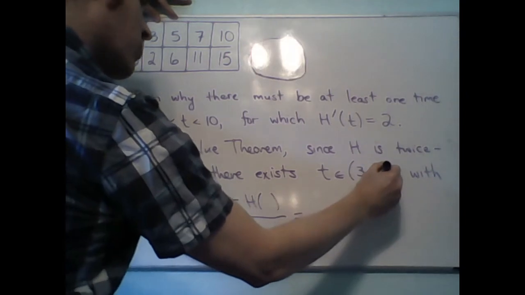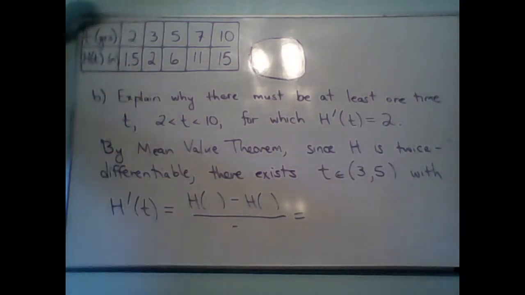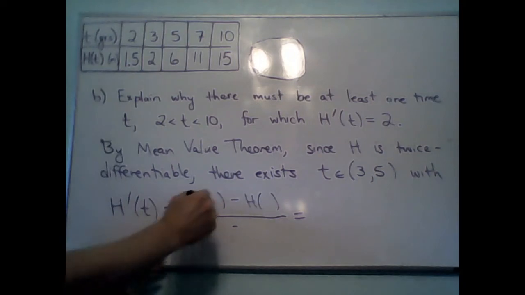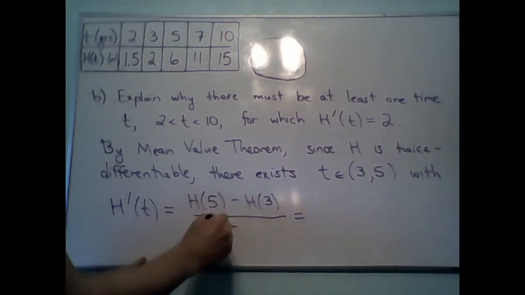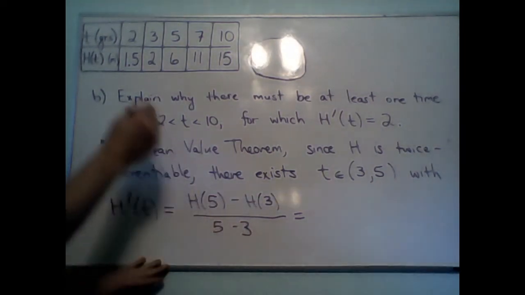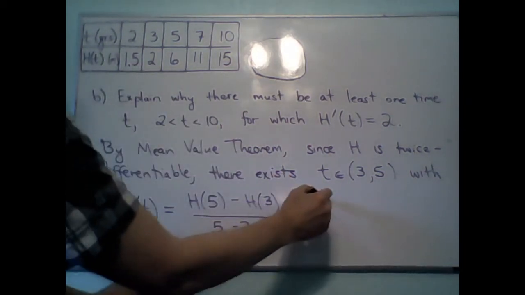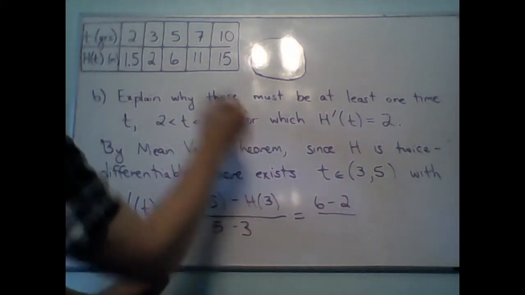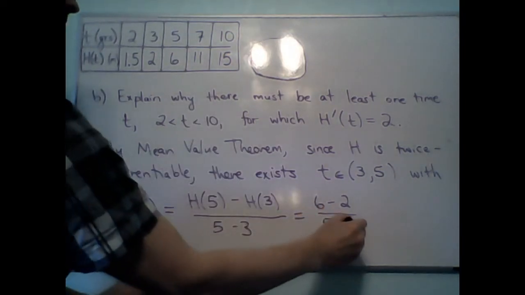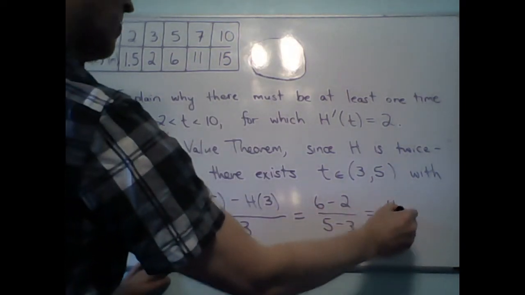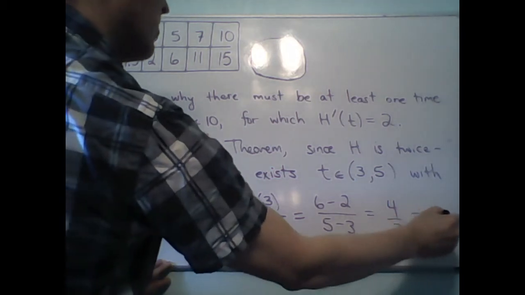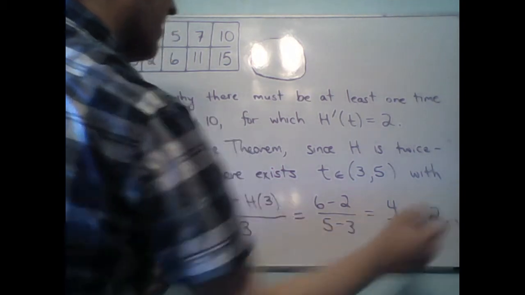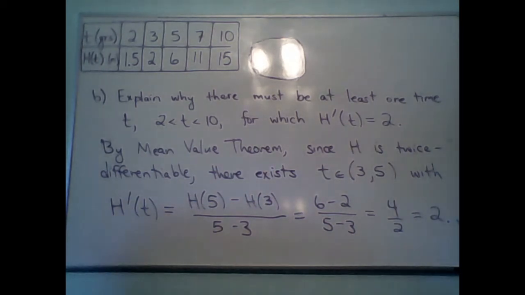Certainly if there's a point between 3 and 5, it's also between 2 and 10. So between 3 and 5, we've got h of 5 minus h of 3 over 5 minus 3, which is 6 minus 2 over 5 minus 3. That's 4 over 2 equals 2. And that does it for part B. That was a tricky one. You had to look at a sub-interval of the entire interval to solve that part.